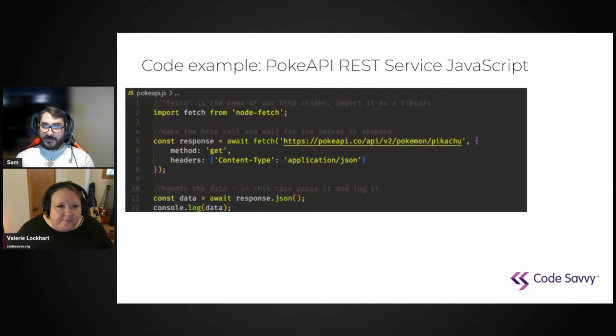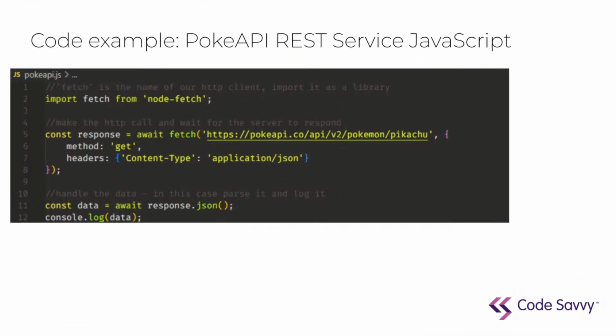This is a screenshot of some JavaScript code. Like I mentioned, an API is not tied to a specific technology or programming language. We could do the same thing in Java. We could do it in Python. I just like JavaScript, so I wanted to mix it up and show another implementation. We need a client to make our HTTP call. There is a popular one called fetch, and it's distributed as a library.